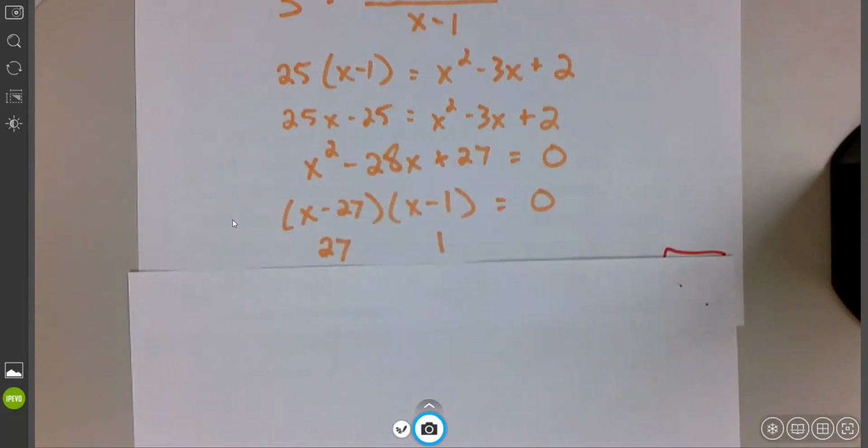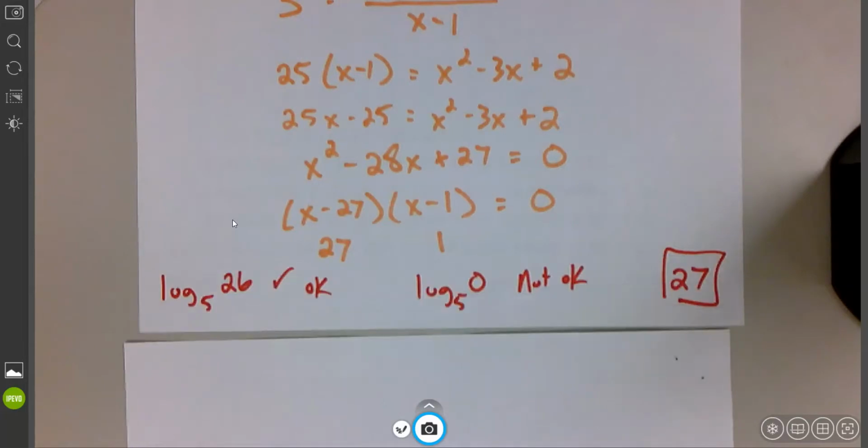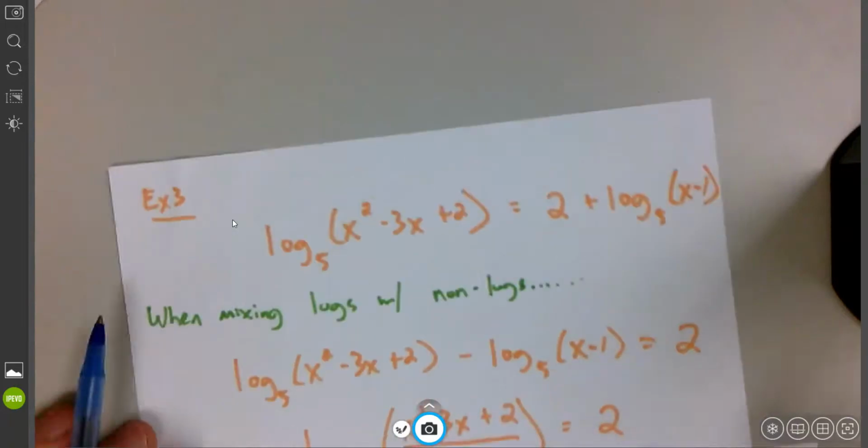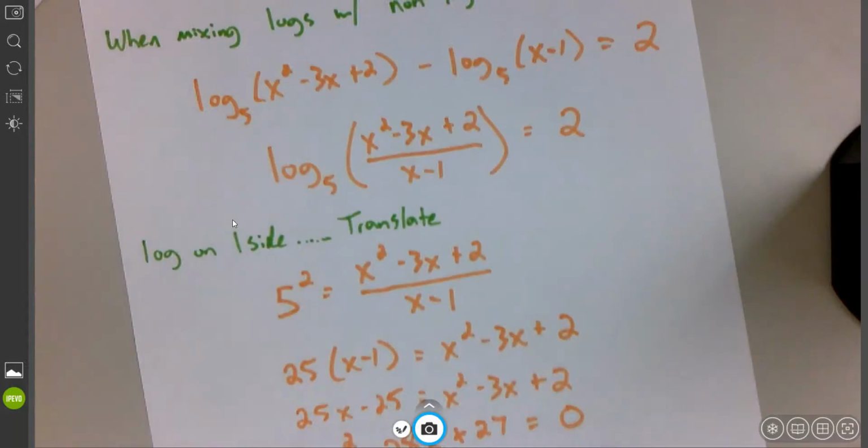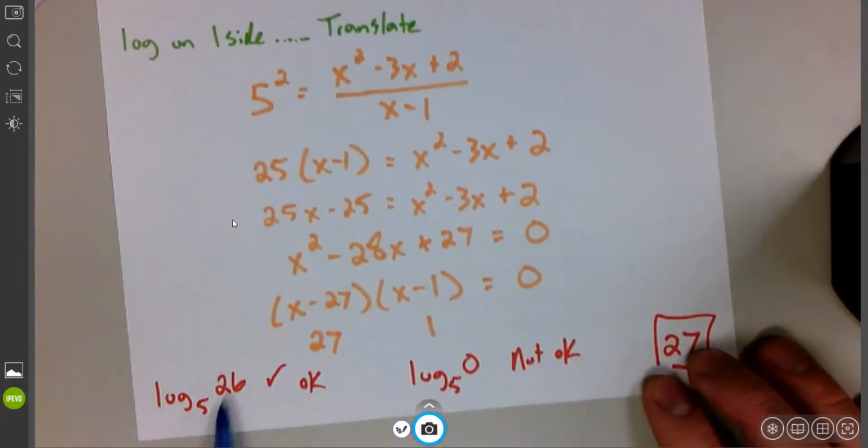And what we saw in that last one still rings true. We need to plug both of these numbers in at the beginning and make sure we're not breaking any rules, that they're checking out okay. Okay, let's try plugging in a 27. If I come up here to the top and plug in a 27, x minus 1 is 26, so log base 5 of 26. That's okay. That's some number. I'm okay with that. Log base 5 of 26.